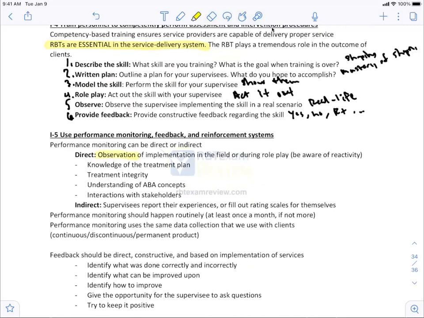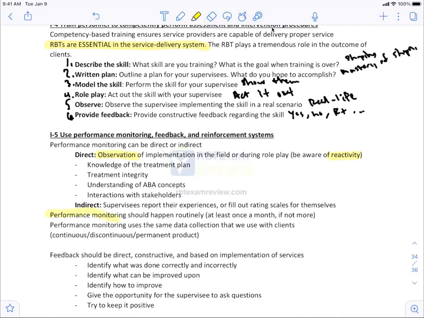So observation, as usual. We can look for what? Knowledge of treatment plan, treatment integrity, understanding of concepts, interacts with stakeholders. Always beware of reactivity. RBTs are going to act differently when you're around. Be sure you know that. Indirect, supervisees report their own experiences or fill out rating scales for themselves. So progress monitoring through the act of them filling out self-evaluations, self-monitoring systems. Just like in our other assessments, indirect assessments are never enough. We should always be directly observing.